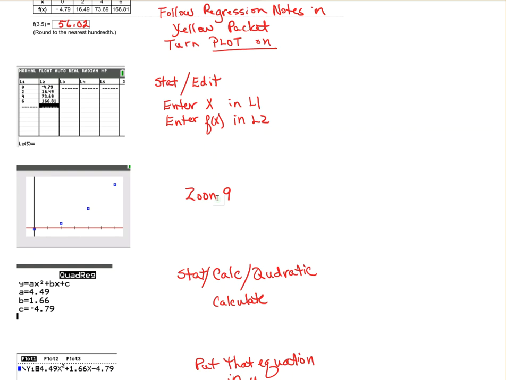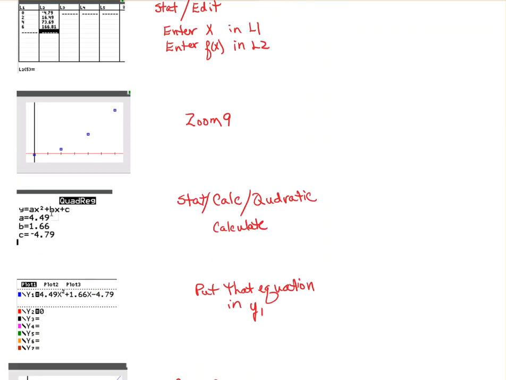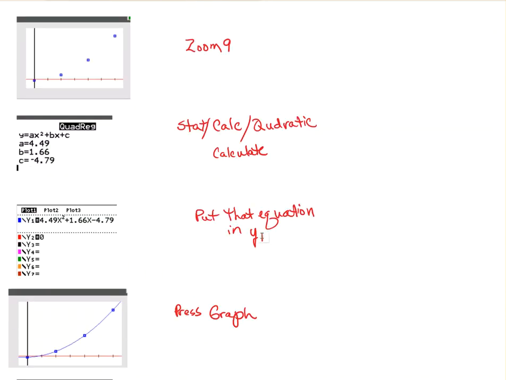Then you will press Zoom 9, and it looks like I didn't write the word zoom right. Let's see if I can fix that. Okay, got that fixed. When you do Zoom 9, you'll get a plot of those points. It does look quadratic, so we'll go back to Stat, over to Calc, and choose Quadratic. We'll hit Calculate. You get these values. It says this is the form, and it gives you A, B, and C. Put that equation into Y1.